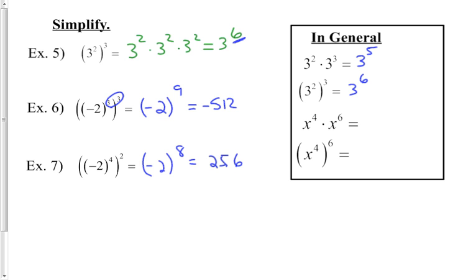The next two examples, just kind of doing the same thing. X to the 4th times x to the 6th. Here again, you will add your exponents. You'll get x to the 10th. But on the bottom one, x to the 4th raised to the 6th power, you'll multiply your exponents. You'll get x to the 24th.